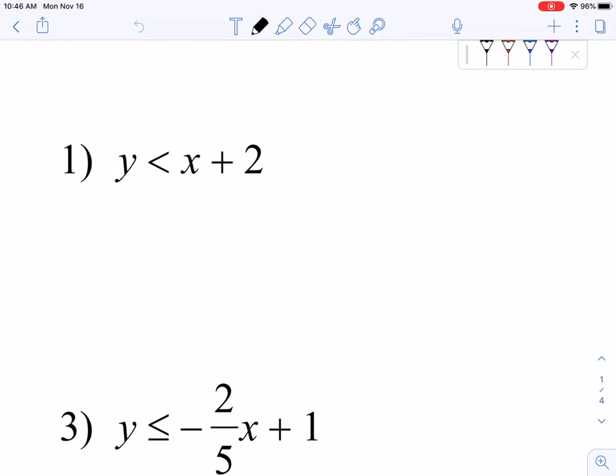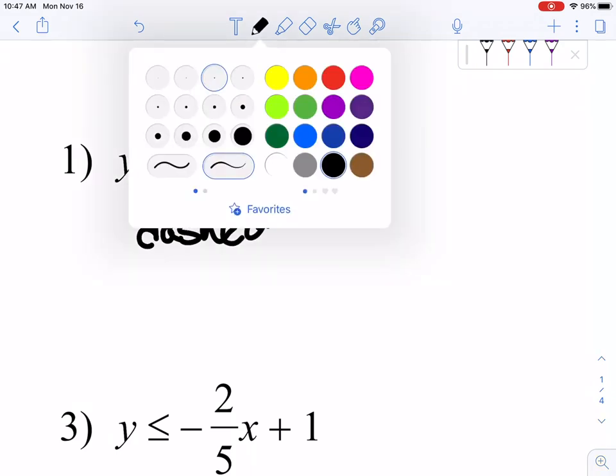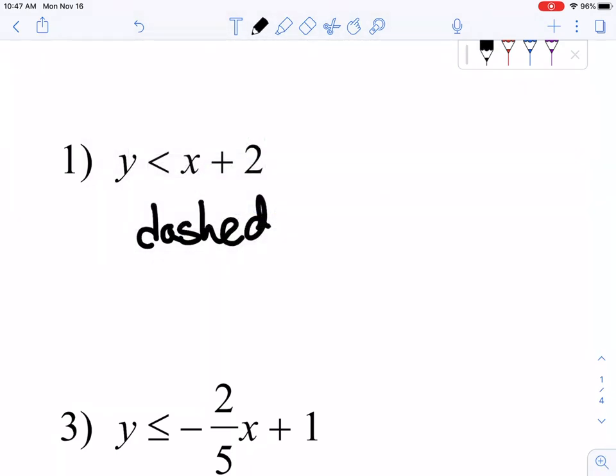So we're going to talk about solid or dashed, which means we're going to look at our inequality, and if it does not have an or equal to, so we would read this as y is less than, it does not have the or equal to underneath it. So this is going to be a dashed line. And then we're also going to indicate if we shade up or down. If y is less than, this is going to be shaded down.